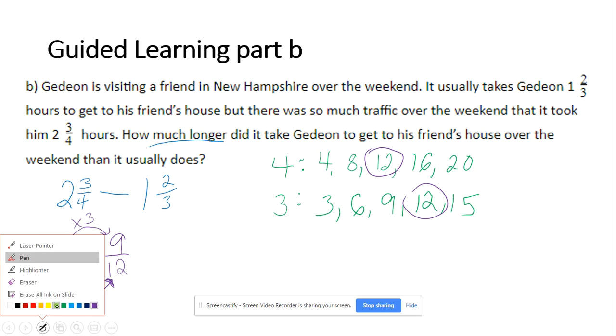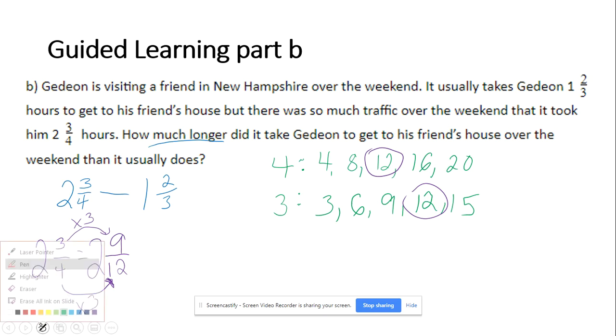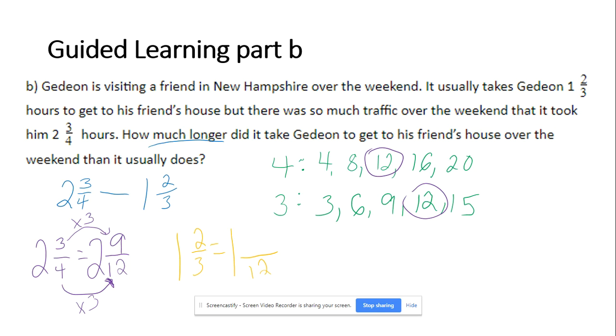Let's do the same thing for our other, actually let me use orange. 1 2/3 is equivalent to how many 12ths? Well, once again, my whole number stays the same. And now 3 times 4 equals 12. So let's multiply the numerator by 4.